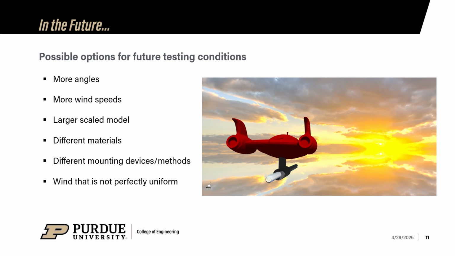As well as this, we could do a larger scaled model, use a different material so rather than a 3D print, could use a more realistic material that applies more to the weight of the realistic rocket. We could also use a different mounting device or methods and use more turbulent wind.